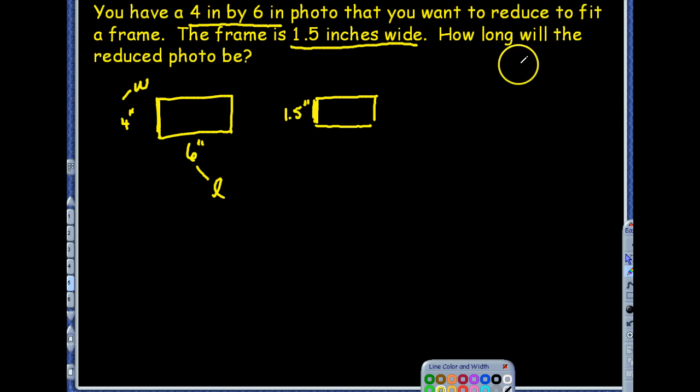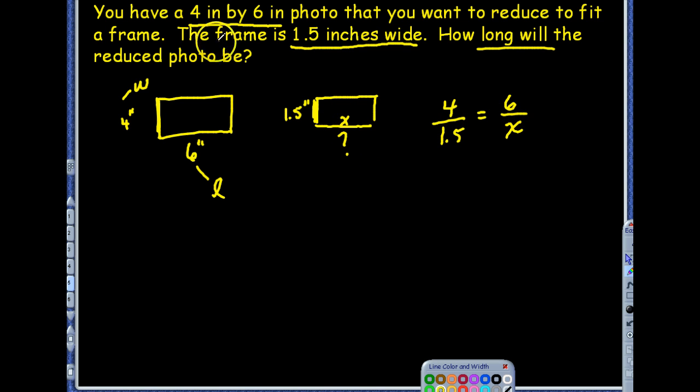All right. The question says, how long will the reduced photo be? So really the question mark is this. How long is the reduced photo? Okay. Well, we know that those sides should be proportional if these are similar, which we want them to be. All right. So I'm going to say that the 4 is what's corresponding with the 1.5. So one width to the next width. And the 6 is what's going to be corresponding to my unknown piece. And what do you want to name this unknown piece? Let's call it X for right now. Okay, which is a lot of times what people like to do.